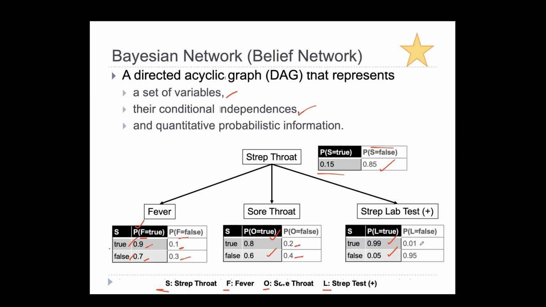Again here, negative result given strep throat, we can see that there's only a 1% chance, and negative result given not strep throat, all right? 0.95. We can calculate them.